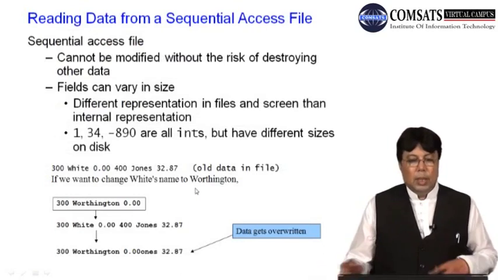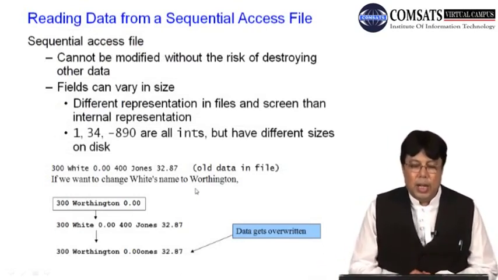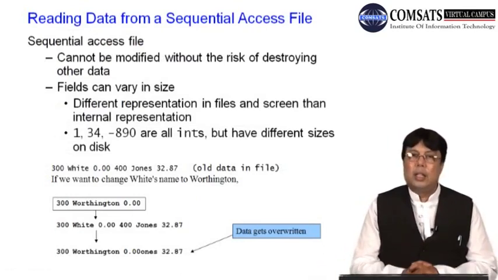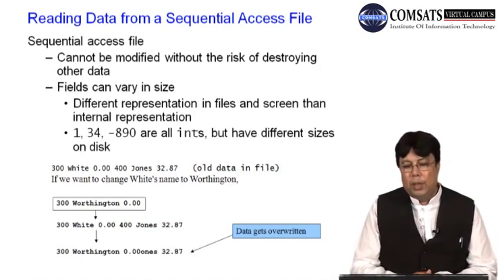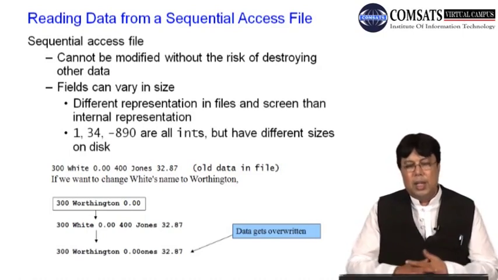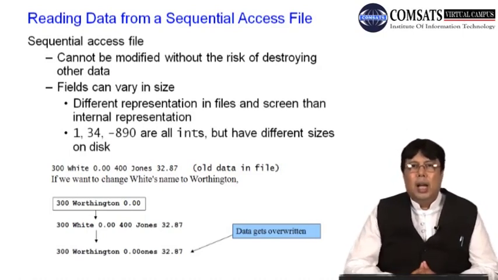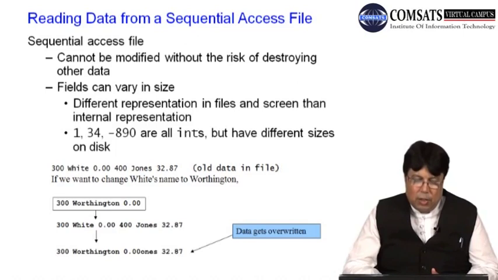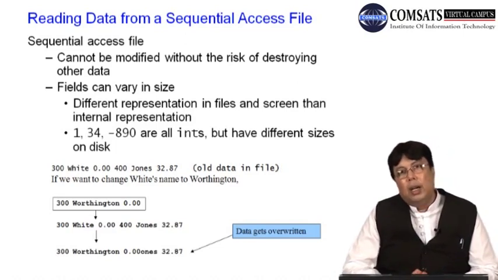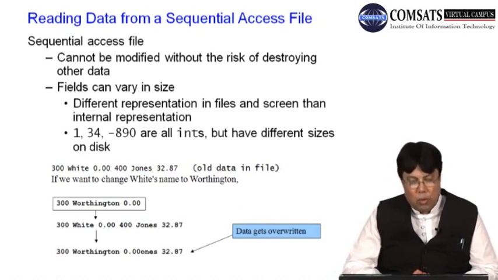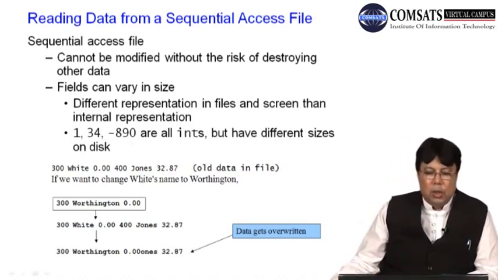So what we have seen is reading data from a sequential file. Let's conclude it. A sequential access file cannot be modified without the risk of destroying other data. What does it mean? Once you have created a sequential file and suppose you want to modify the data, there is a very fair chance that you might destroy the data. How can you destroy your own data? So I can explain it to you.